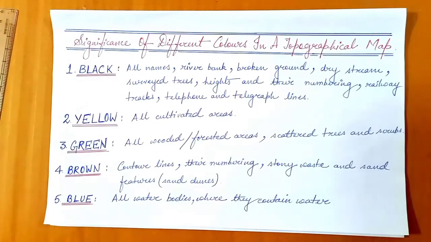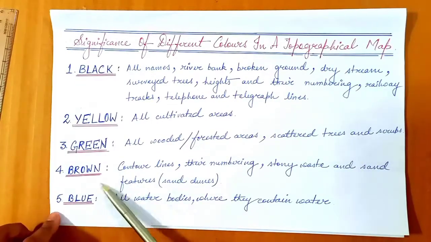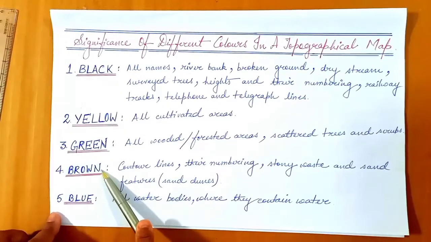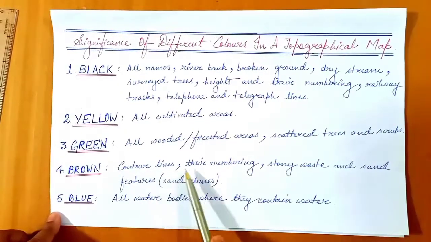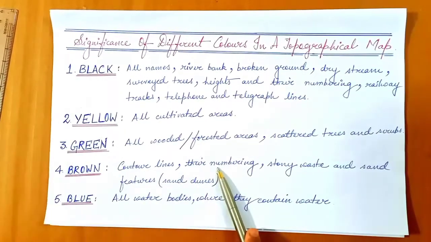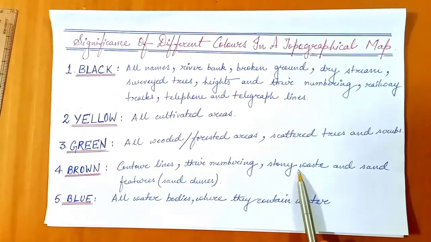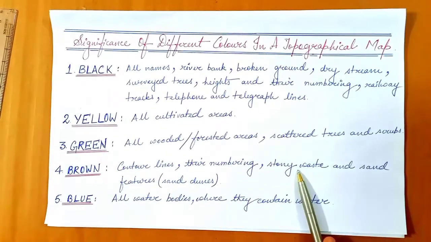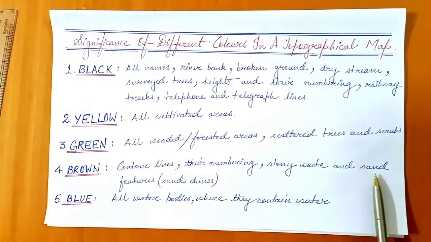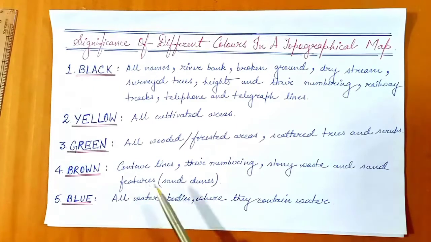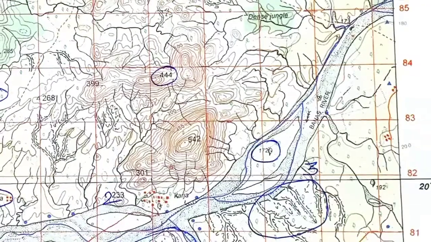Now the next color is brown. So brown color indicates the contour lines, their numbering in a topographical map. Apart from showing contour lines, brown color is used to show areas of stony waste and sand features like sand dunes. So let's have a look in the topographical map.